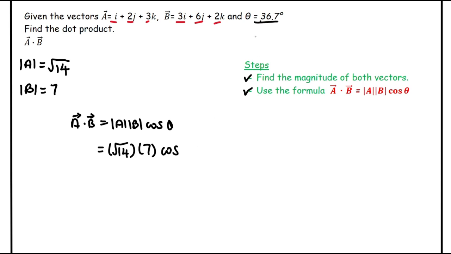Our theta in this case is 36.7 degrees. We punch everything into the calculator, and remember, theta is in degrees. So if your calculator is in radians, it will give you something else. This gives us 21. Therefore, the dot product of vector A and vector B is equal to 21.